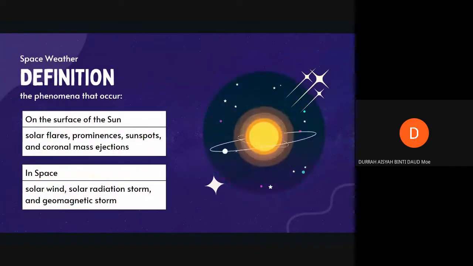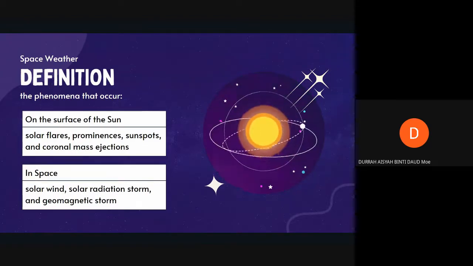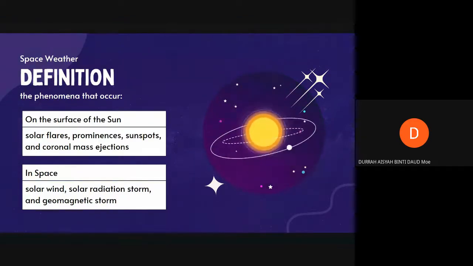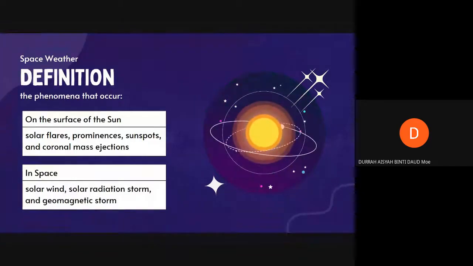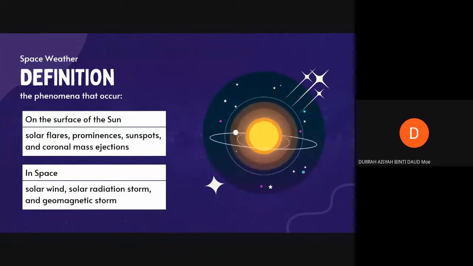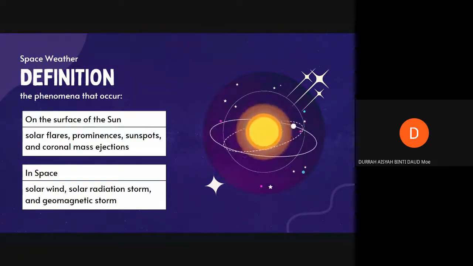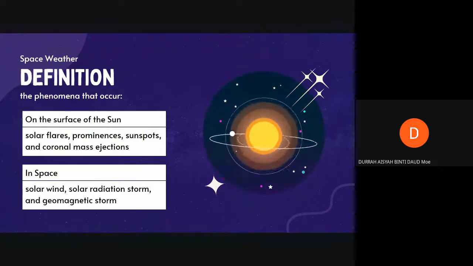So, our planet is orbiting a violently raging star, releasing millions of tons of material every second, thus creating the ever-changing conditions in space, known as space weather. So, space weather is the phenomena that occur on the surface of the sun, such as solar flares, prominences, sunspots, and coronal mass ejections, and also occur in space, such as solar wind, solar radiation storm, and geomagnetic storm.